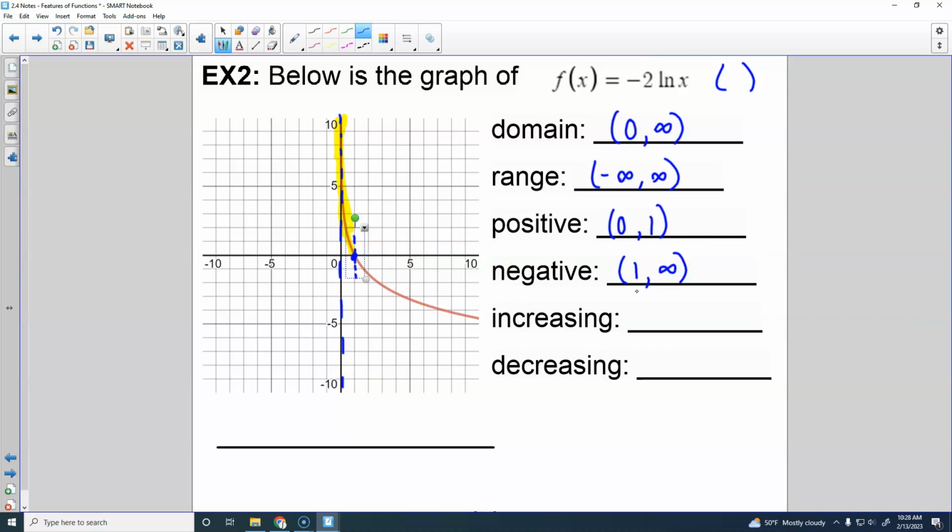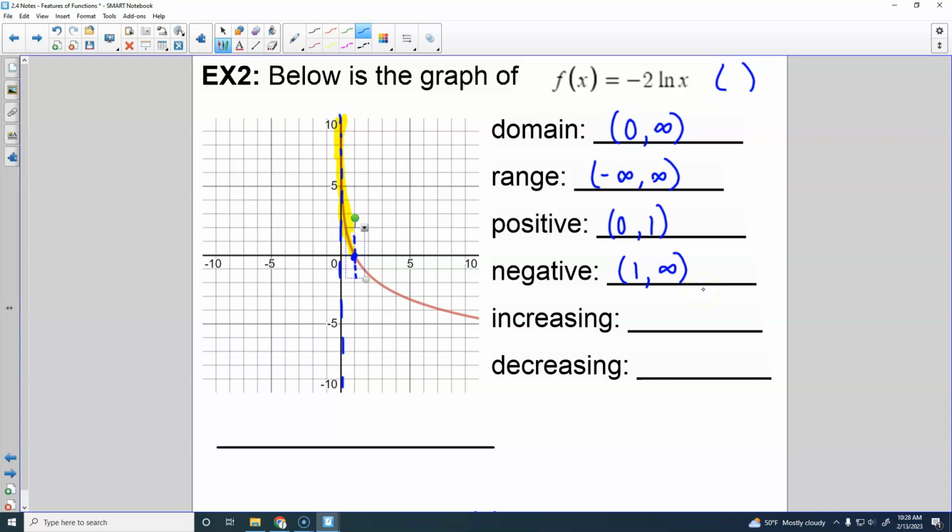A lot of times I see students want to put a negative infinity there. If you've done that, you've started thinking about y-coordinates. It is going down, the y-coordinate's going to go to negative infinity, but we're always reporting the x-axis for that. So, 1 to infinity there.